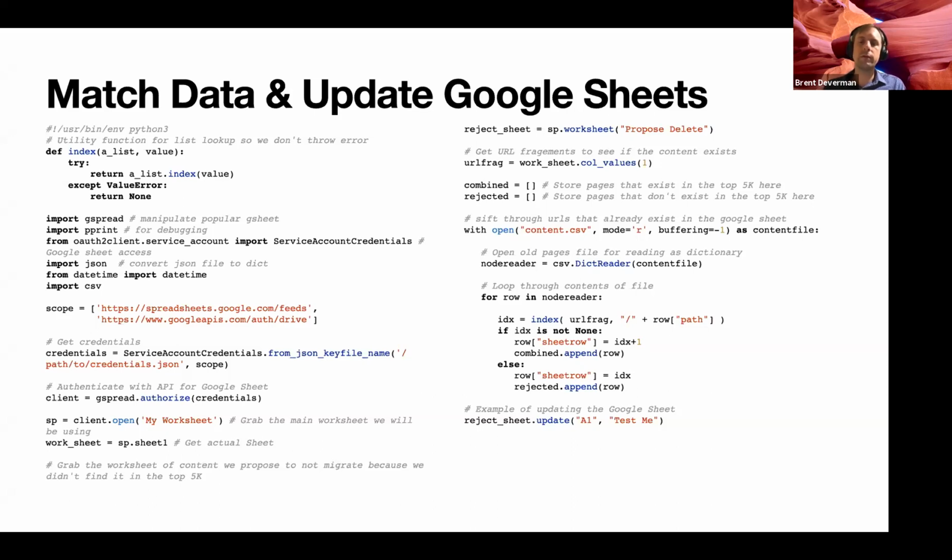Here, an example of doing an actual update to the Google Sheet is the last line. You could say reject_sheet update, and then you specify a cell, and you specify the contents of the cell. So this command would update the sheet, and you could do that for a whole list of data as well. So that's how you get data from the Google Sheet and then update the Google Sheet.